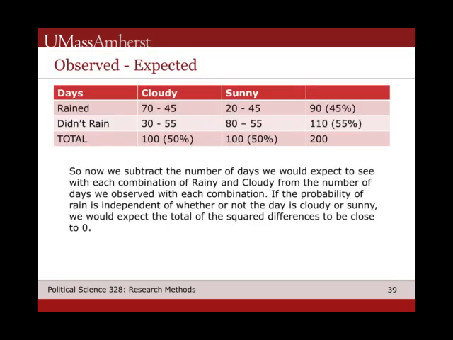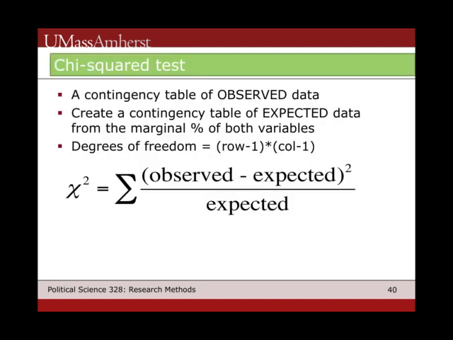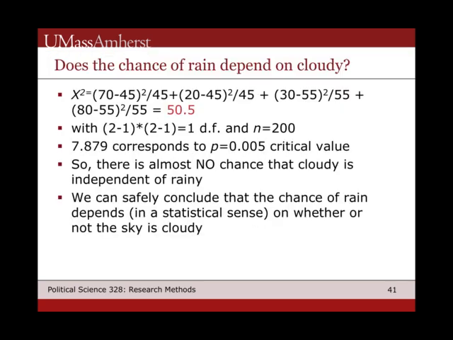So again, looking back, we would basically subtract 70 minus 45, 30 minus 55, 20 minus 45, square those, divide by the expectation, which is 45, 55, 45, and sum up those numbers. That will give us our chi-squared statistic, which we can then look up in a chi-squared distribution table using the degrees of freedom as indicated.